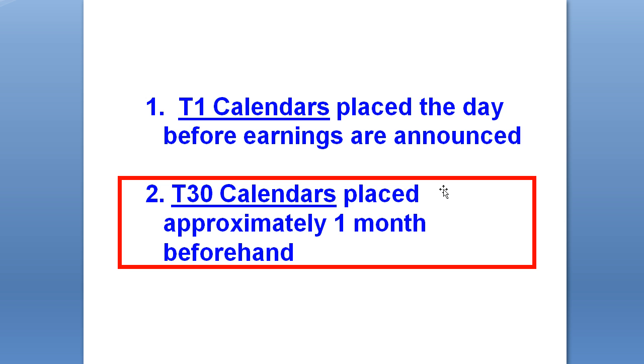All right, let's go to the other type of calendars that we like related to earnings. T30, T plus 30 days out. These are placed approximately 1 month beforehand, before earnings come out.